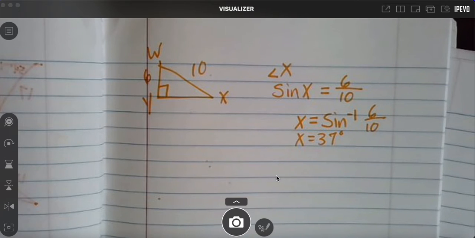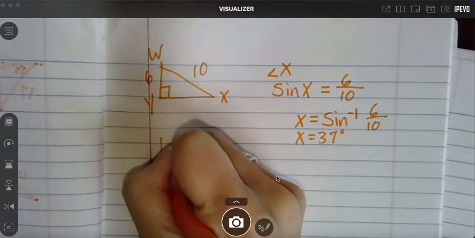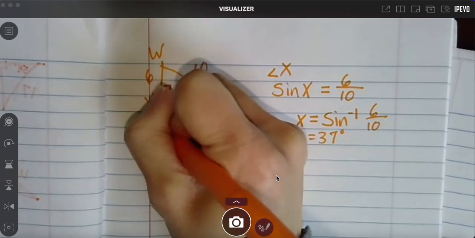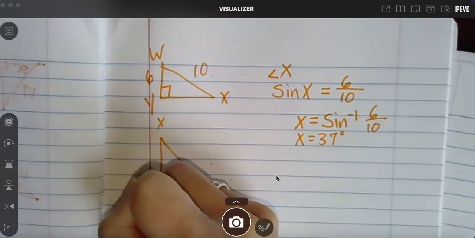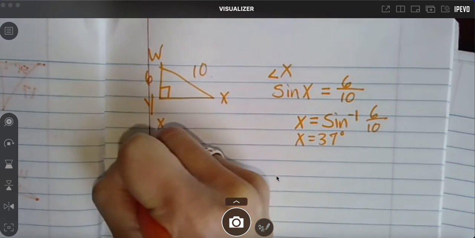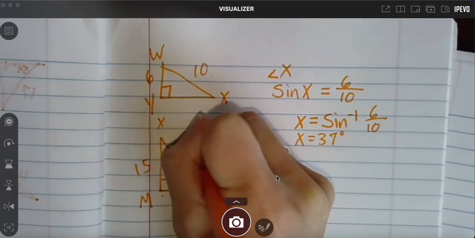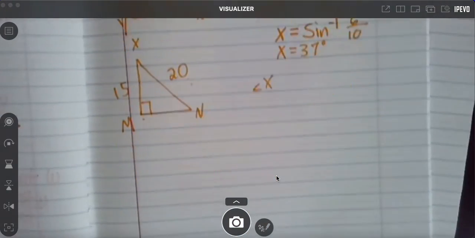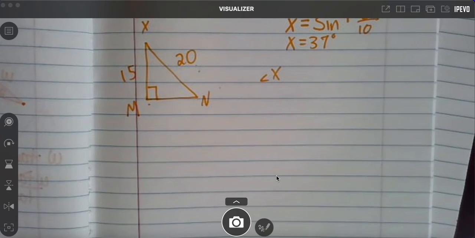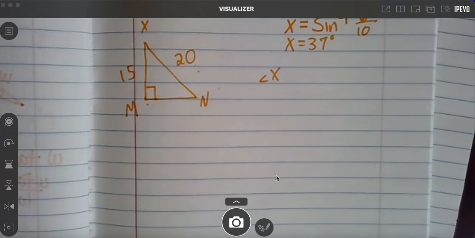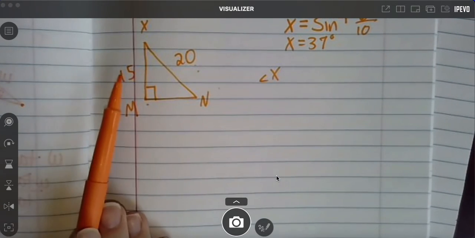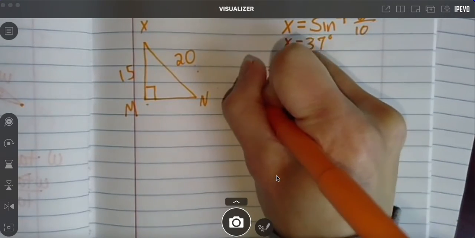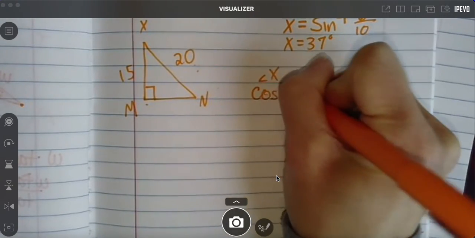Let me do one more. They have another triangle, and they say that this is X, with sides 15 and 20, and they want us to find angle X again. So if I start at angle X, is this sine, cosine, or tangent? It's cosine, adjacent over hypotenuse. Y'all are getting good at that. So I'm going to write the cosine of X equals what?